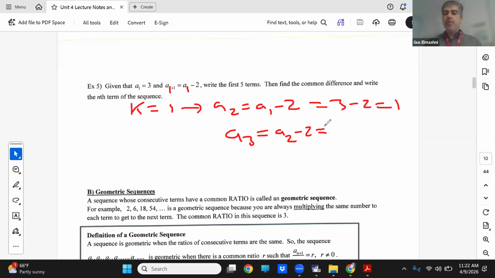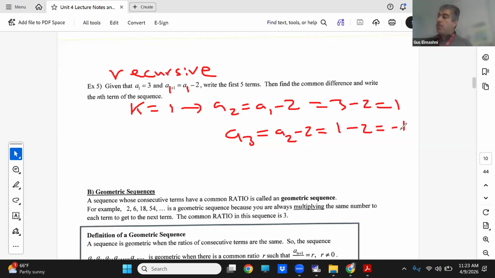a2 minus 2. So we call this a recursive sequence because it's recurring. It relies on the previous output to be the input for the next step. So a2 is 1, so I do 1 minus 2, I get -1, right? It's pretty obvious. What are we doing here repeatedly? Subtracting 2. So it's not that hard. You can just make a pattern. It's like you subtract 2.